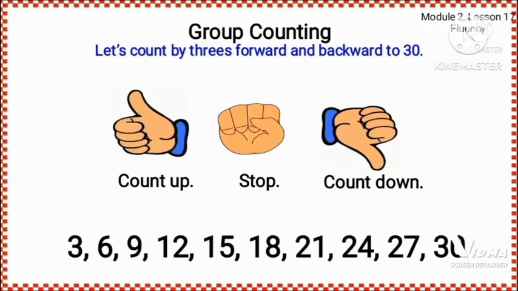First, let us play a game. Group counting game. We will skip count in threes, fours, fives. Let's start with threes. Let us skip count in threes to 30. That is the same as a 3 times table. Let's go. 3, 6, 9, 12, 15, 18, 21, 24, 27, 30.